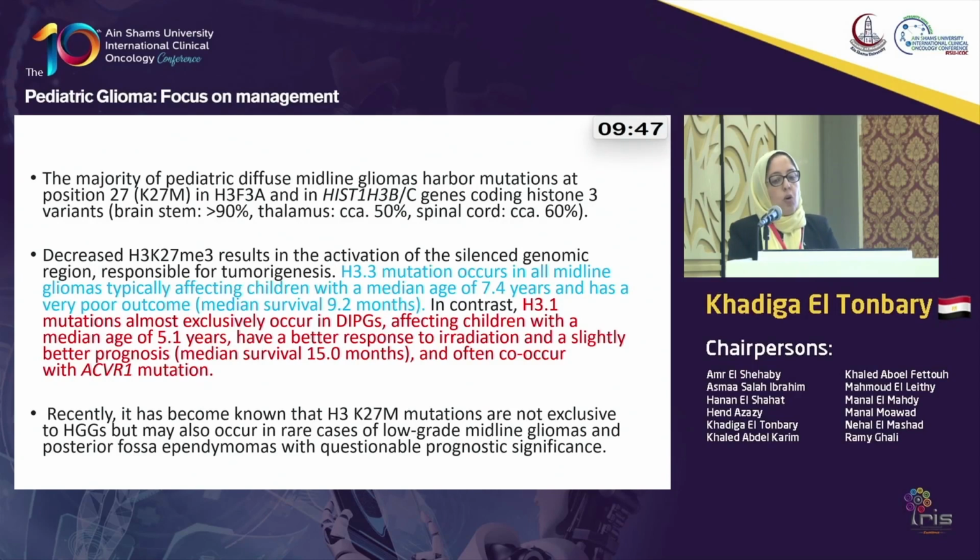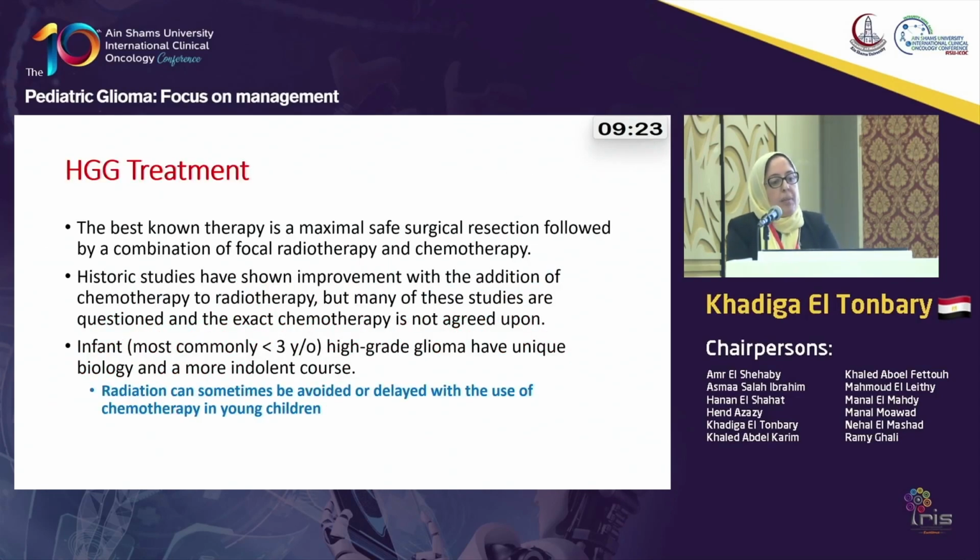H3.3 mutation occurs mostly in all midline gliomas, typically affecting children with a median age of 7.4 years and has a very poor outcome, while H3.1 mutation almost exclusively occurs in diffuse intrinsic pontine glioma, or what we call diffuse midline glioma, affecting children with a median age of 5.1 years. The best known therapy is maximal safe resection, followed by a combination of focal radiotherapy and chemotherapy, and Dr. Muhammad talked about the temozolomide.